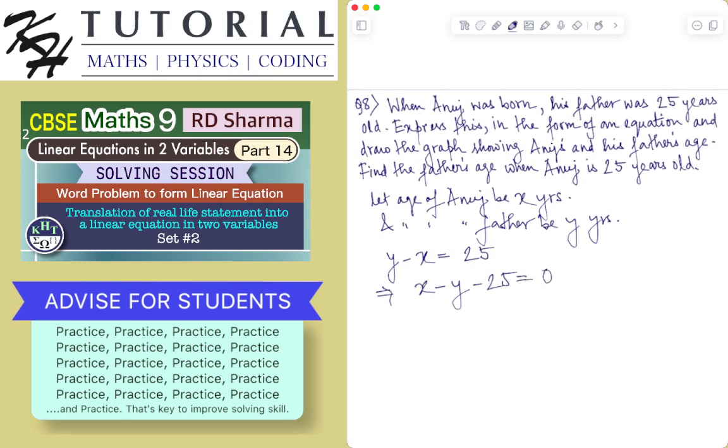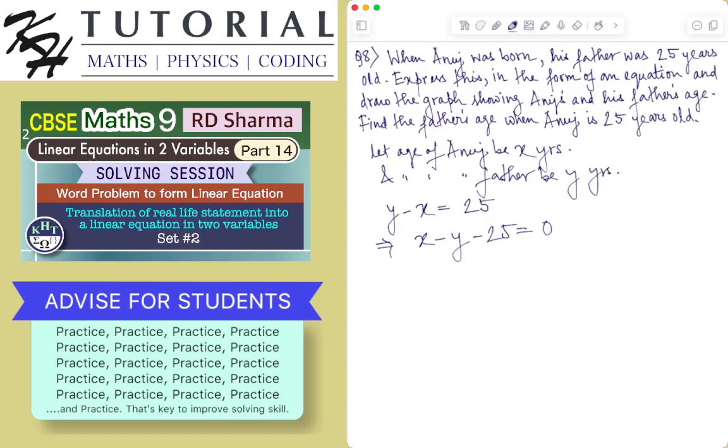So this is the linear equation in the standard form between x and y, where x represents the age of Anuj and y represents the age of his father. Now it is asking to find the father's age. Okay, now what will be? We have to draw the graph. I have already discussed how to draw the graph from the given equation in x and y.